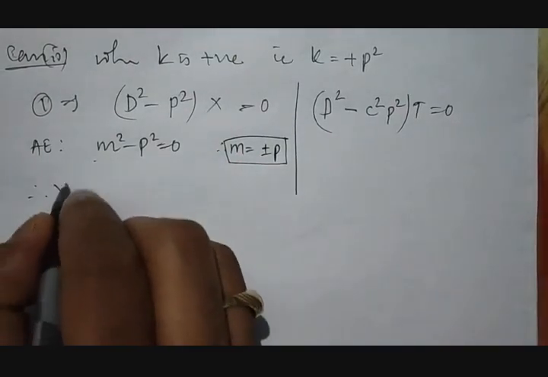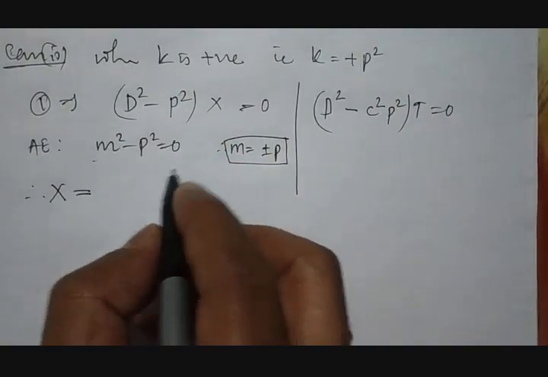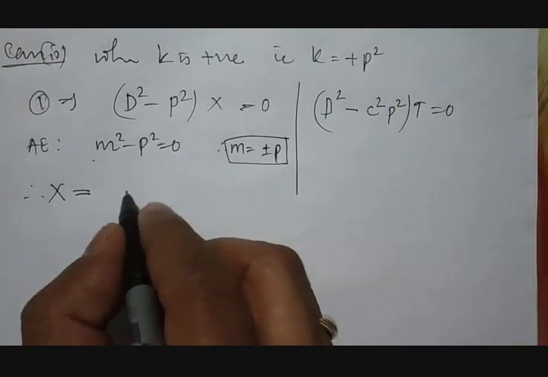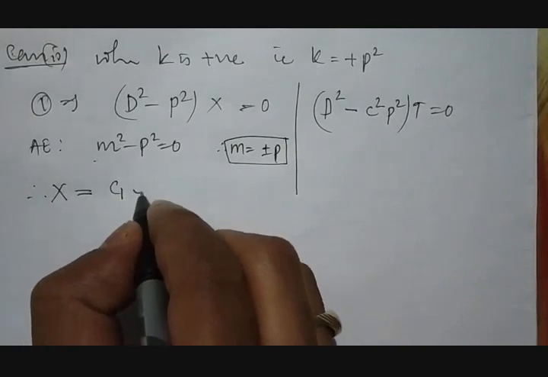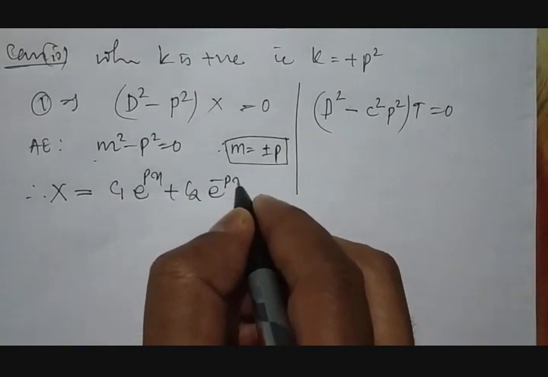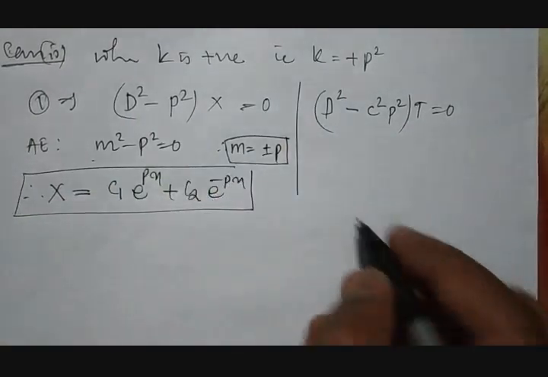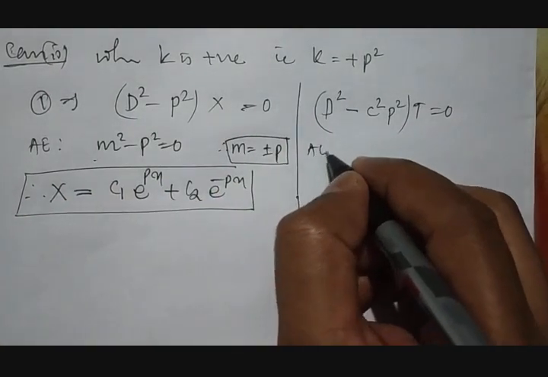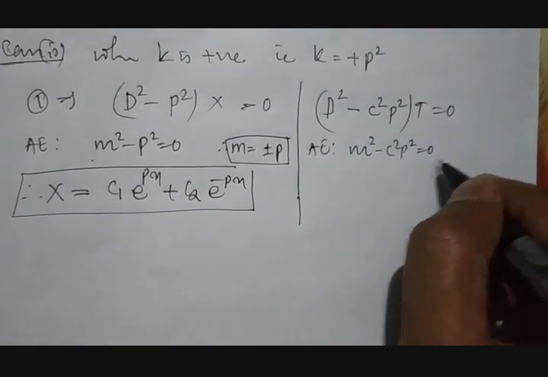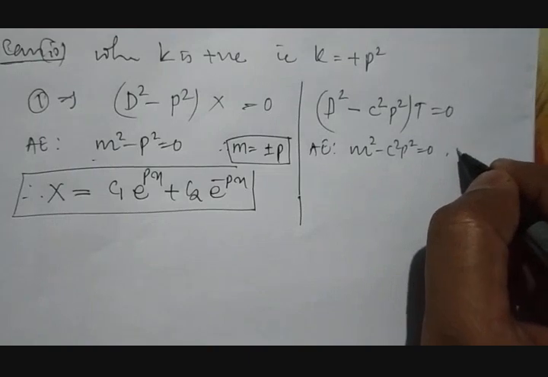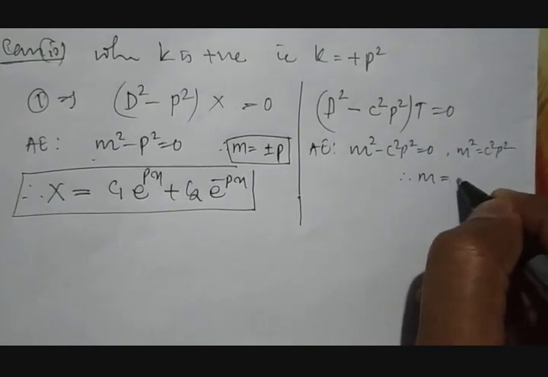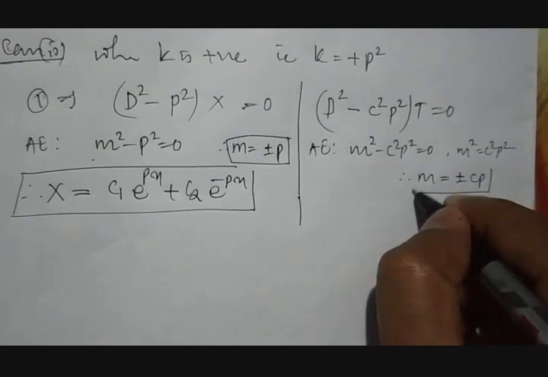Therefore the result X becomes, this is plus or minus, which means real and different roots. Therefore the result is C1 e raised to px plus C2 e raised to minus px. This is the solution. And here the auxiliary equation will be M square minus C square P square equal to 0. Therefore M square is equal to C square P square. Therefore M is equal to plus or minus Cp.